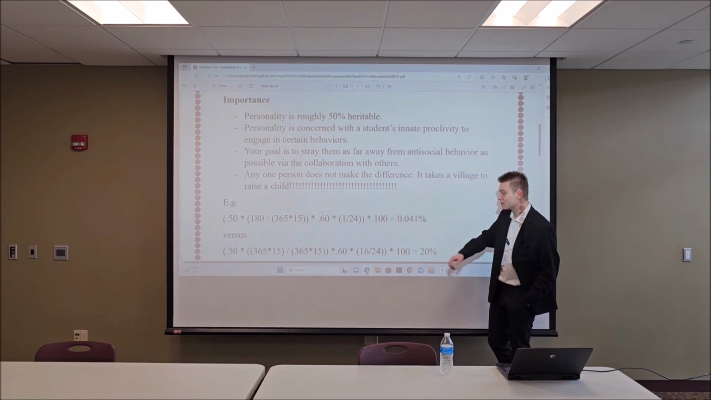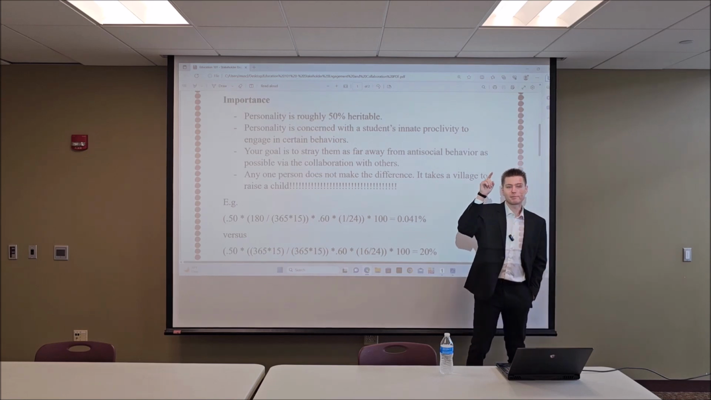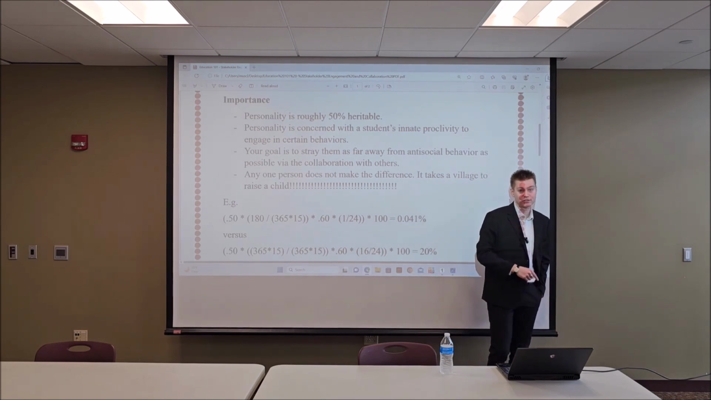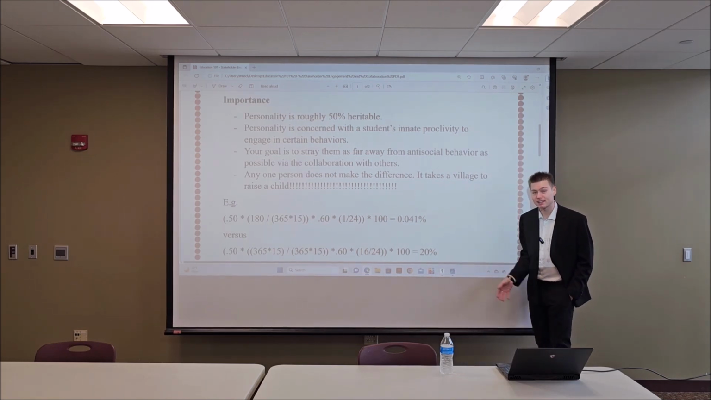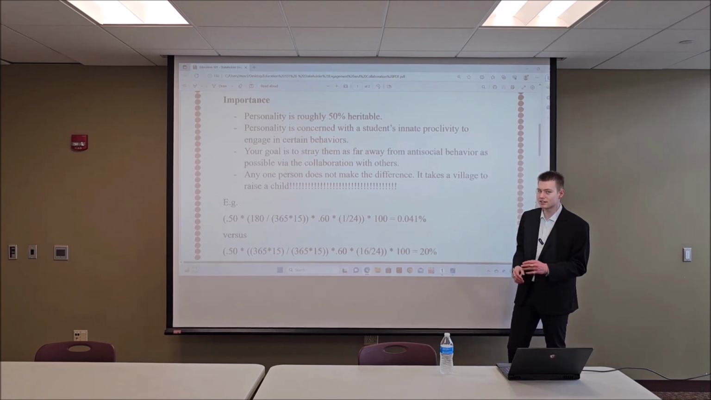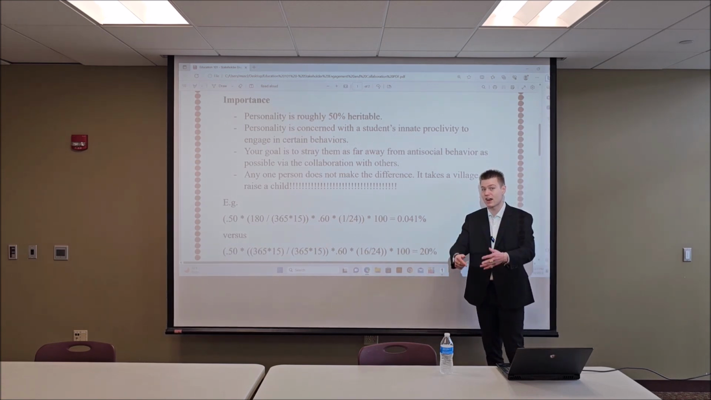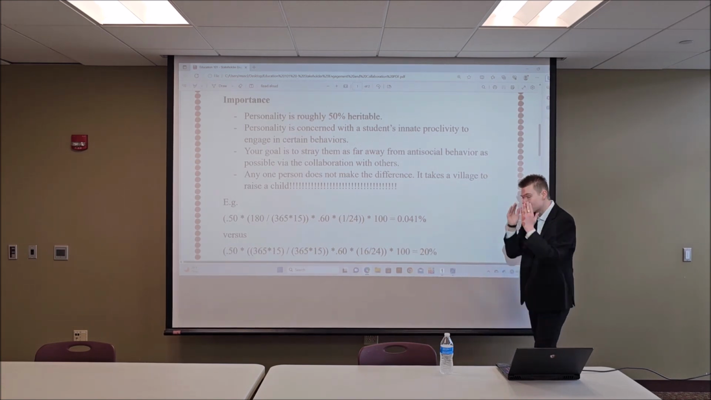That's 100. Now it's a 20% difference. And that 20% difference could be the difference between pro-social behavior and anti-social behavior. So you have to understand the math behind these things, right? They're extremely complex, but heritability of personality is going to be very indicative of the proclivities that they're expressing within their environment. So you have to understand this, right?